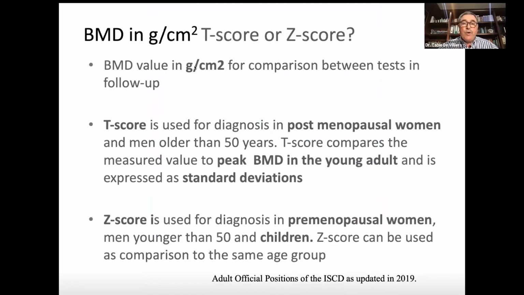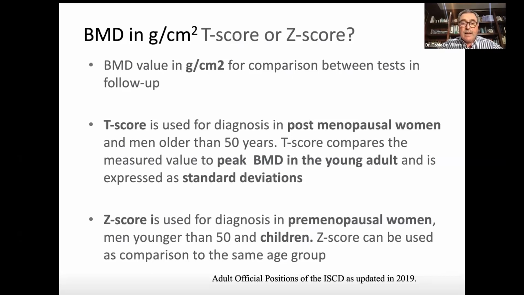So for your purposes, the first one, the gram per square centimeter, will only be used when you are comparing one test to another a year or so later in follow-up. For the present moment, in terms of diagnosis, we make use of T-scores or Z-scores. Now, the T-score is used for the diagnosis in postmenopausal women, and it compares the measured value to the peak bone mineral density in a young adult, and it's expressed as standard deviations. So in other words, this is the one that you'll use for your postmenopausal woman, but the T-score compares it to what it was in earlier years.